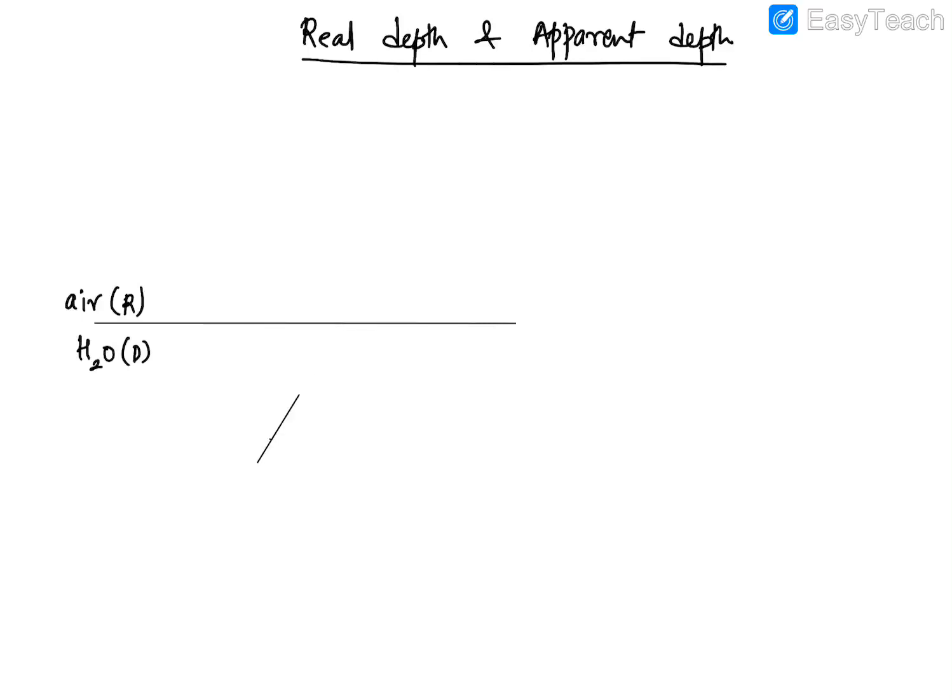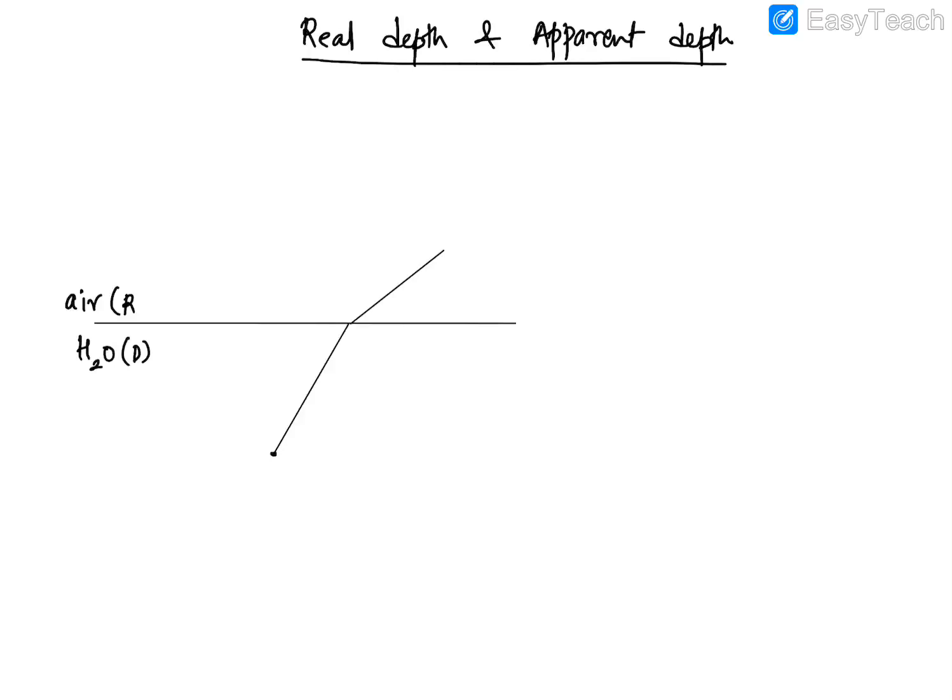Okay, one second, I'll draw it again. Let's start from this point. It will go denser to rarer, so how is it going to go? Away from the normal. So this is the one ray. We'll stop here. Then again it is going from denser to rarer, so how is it going to go? Away from the normal.